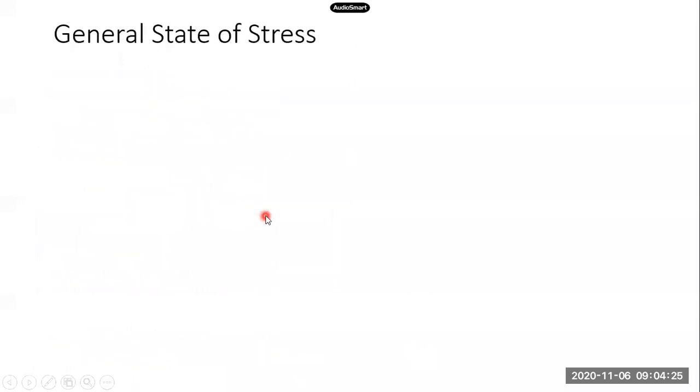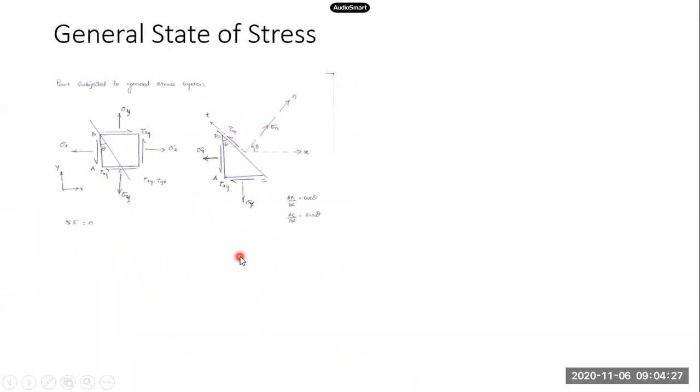So here we have the maximum normal stress, or the principal stresses, as we call them. What are the directions of these planes? One plane is perpendicular to the axis of the member, and the other is parallel to the axis of the member. Then we came across the general state of stress.